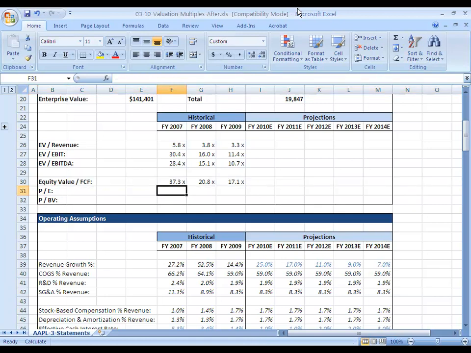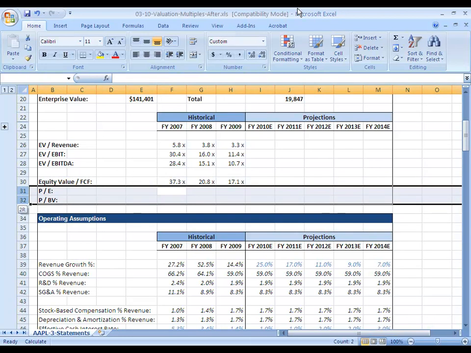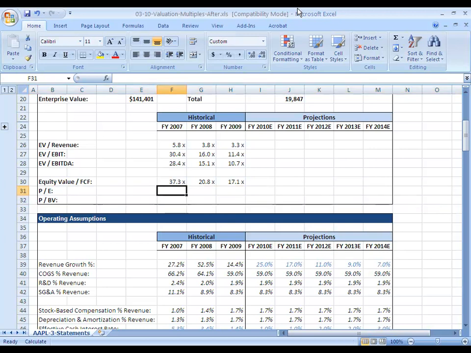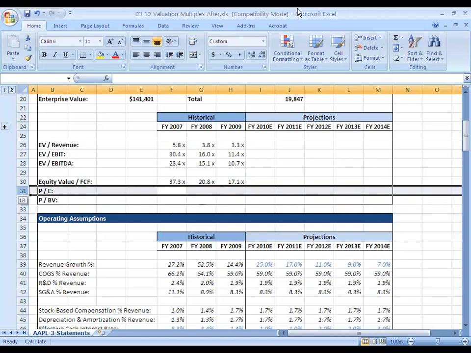Now the last two multiples here, PE and price to book value, so price to earnings per share and price to book value. These multiples are the most common for banks and financial institutions. You do look at PE for other types of companies as well. Sometimes you look at price to book value for other types of companies, but I would say 90% of the time you use these, you care about them most for financial institutions.